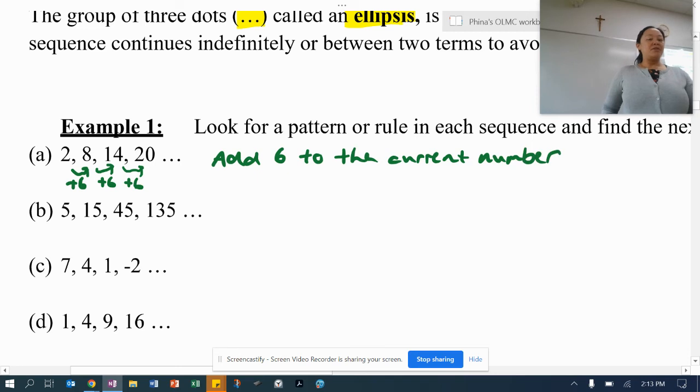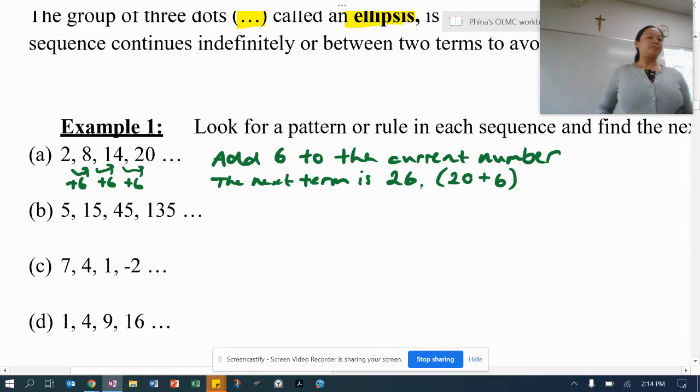And then what's the next term going to be? Yeah, good. The next term is 26, and we'll work that out by doing 20 plus 6. I'll show you ways to actually work that out. Some of you might be wondering how I worked that out, so we're going to teach you some strategies to work it out as well.